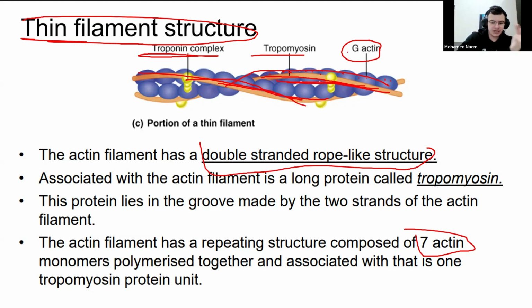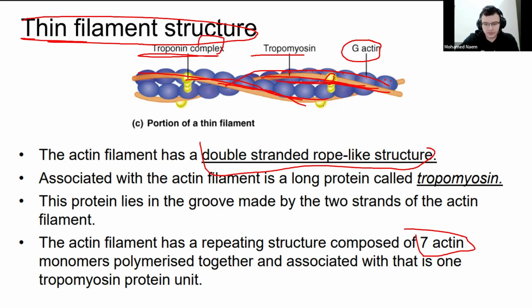Okay, so let's talk about now the last one. So we talked about the G-actin, which is the normal monomer. We talked about tropomyosin, which is the long filament. And now we need to talk about the troponin complex. So why is it called a complex? It's called a complex because it's made from more than one subunit, right? Yeah, it's just basic knowledge. As you see here, we have 1, 2, 3.